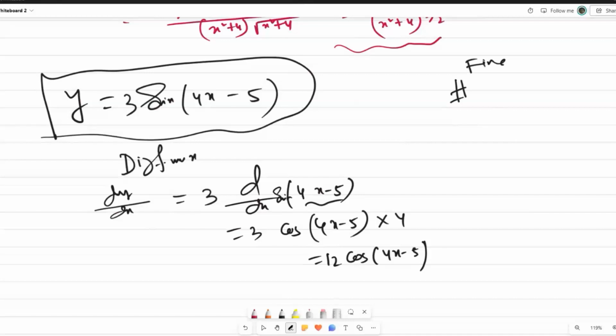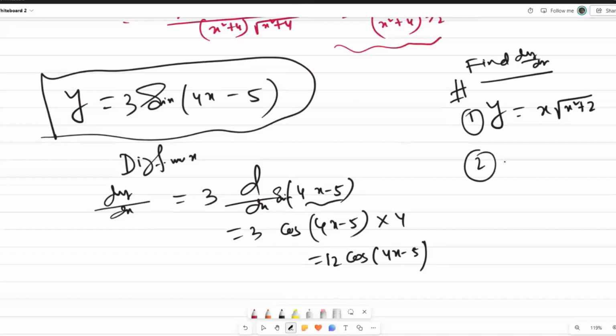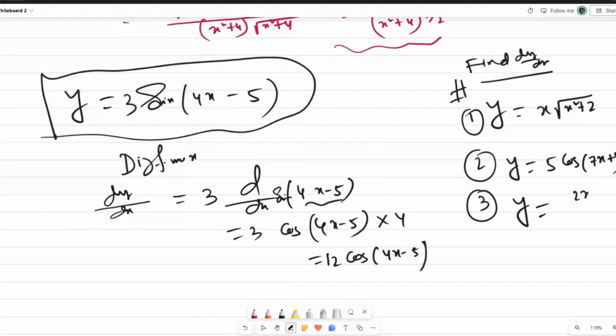Find dy by dx for y equal to x root over x square plus 2. Number 2, y equal to 5 cos 7x plus 8. And number 3, y equal to 2x plus 1 by x cube plus 3. Just do these 3. Yes. Just practice.